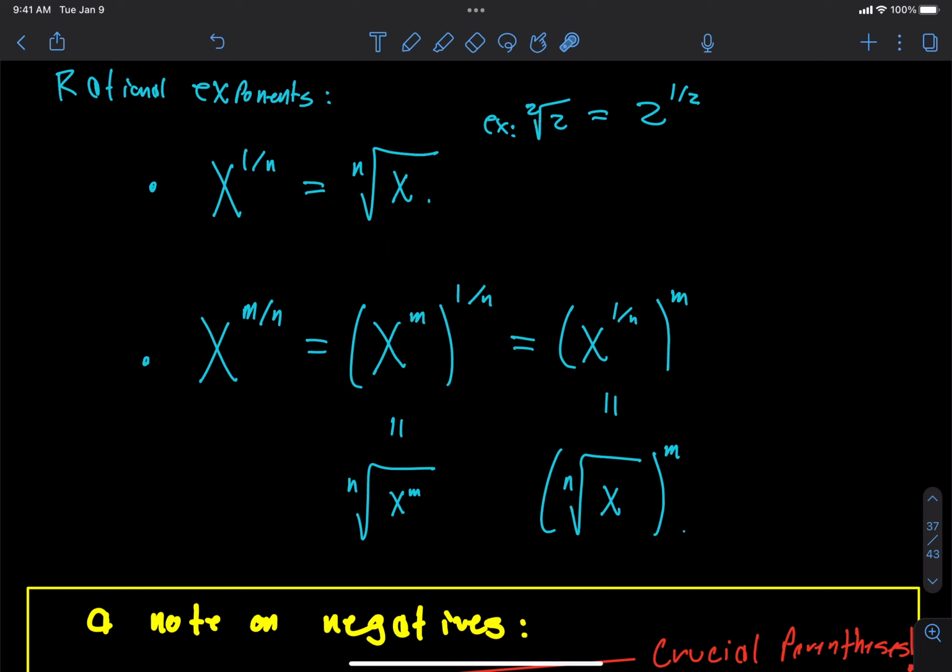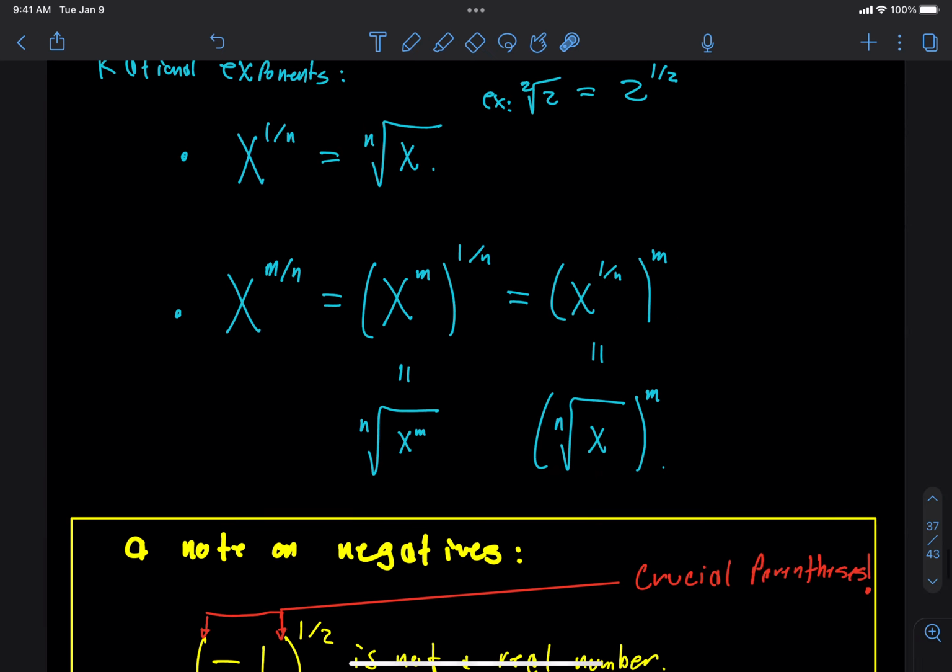Why? Because when we have something with a power to another power, what do I do with those powers? You multiply them, right? So if I multiply m times 1 over n, I get m over n. And this is also equal to if I did 1 over n first, because 1 over n times m is the same as m times 1 over n. And likewise, these two are equal to their root form, which is the nth root of x to the power m, or also the nth root of x all to the power m.